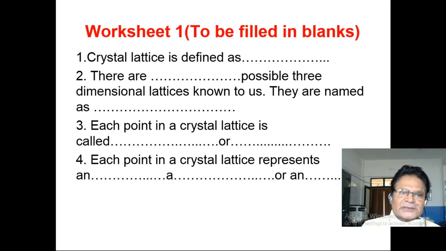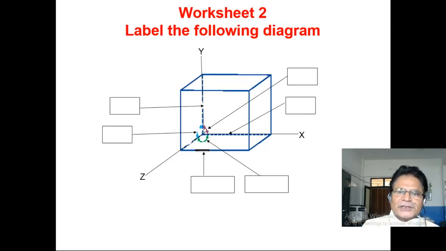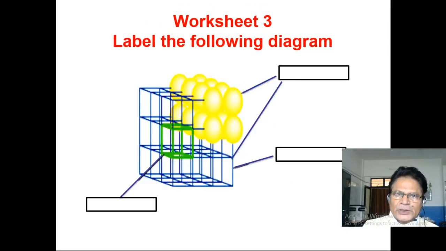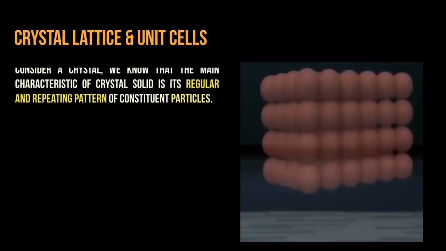Worksheet number 1 is to be filled in the blanks. This is number 1, crystal lattice is defined as. So note down this worksheet in your notebook. Worksheet number 2, this is a diagram you have to label. You can label this diagram during watching the video also. Worksheet number 3 is also based on labeling the diagram. Crystal lattices and unit cells.